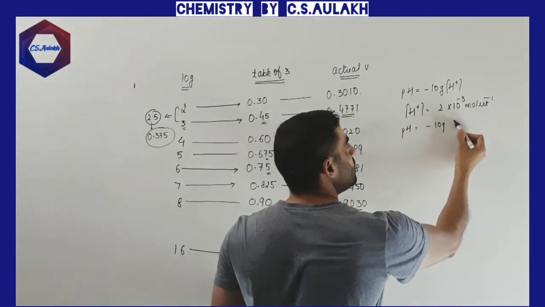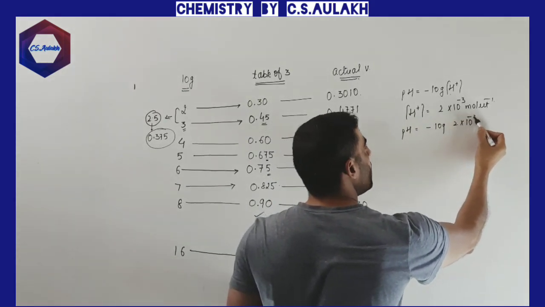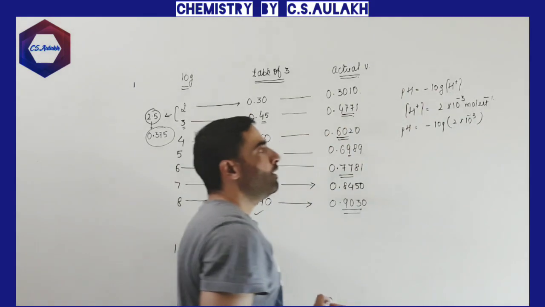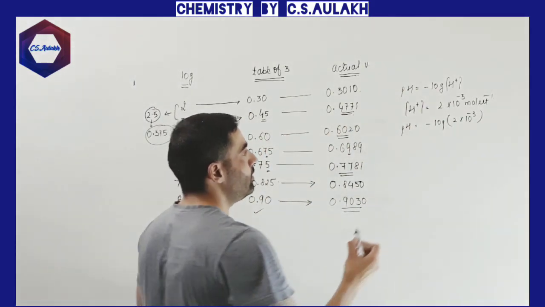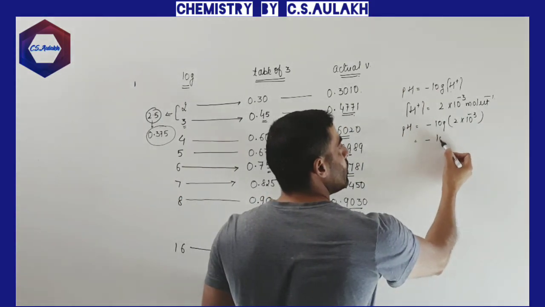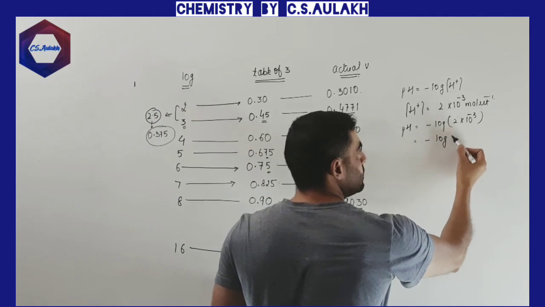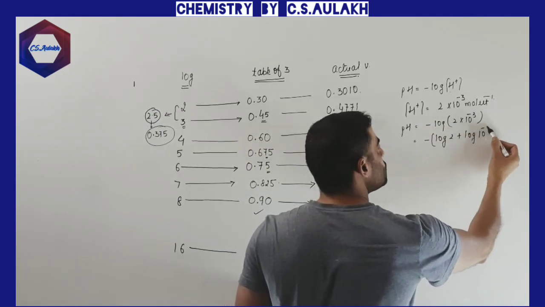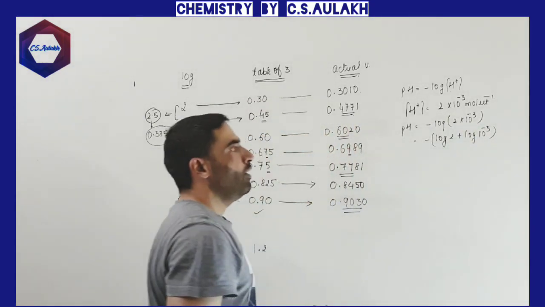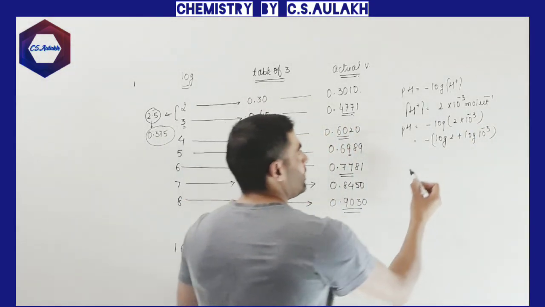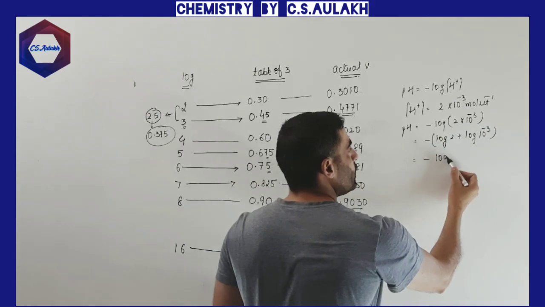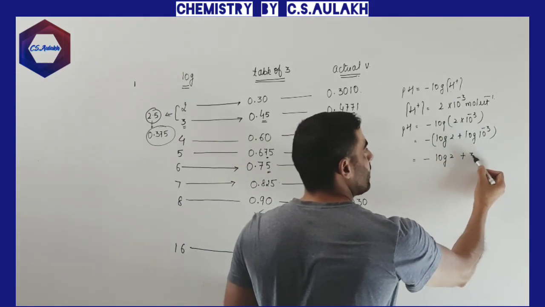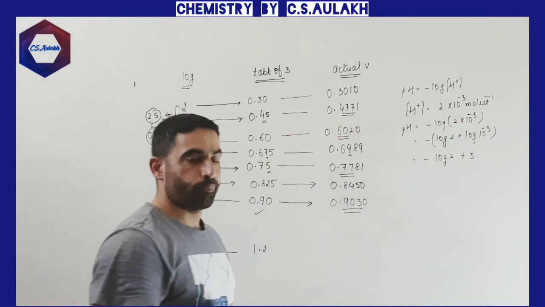Negative log of 2 × 10⁻³. If we calculate further, since log of m into n is log m plus log n, it is log 2 plus log 10⁻³. Then upon further solving, it is negative of log 2, and I can directly write plus 3.